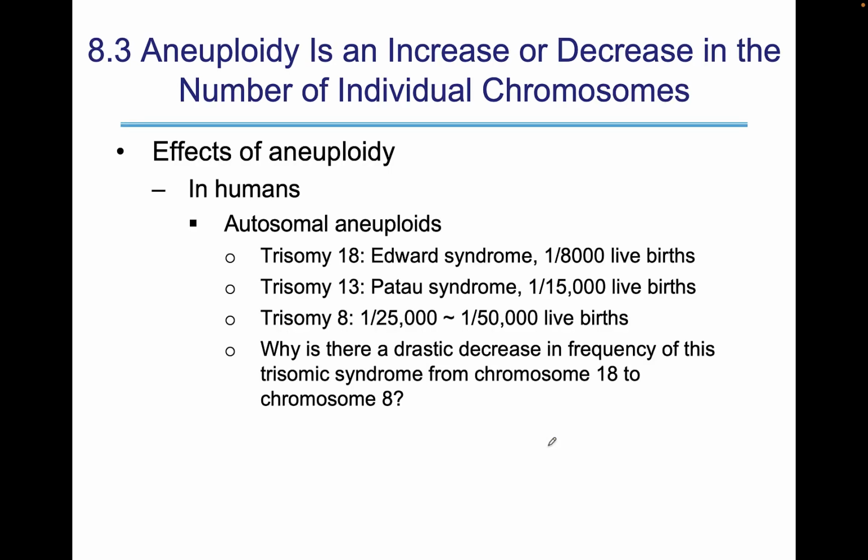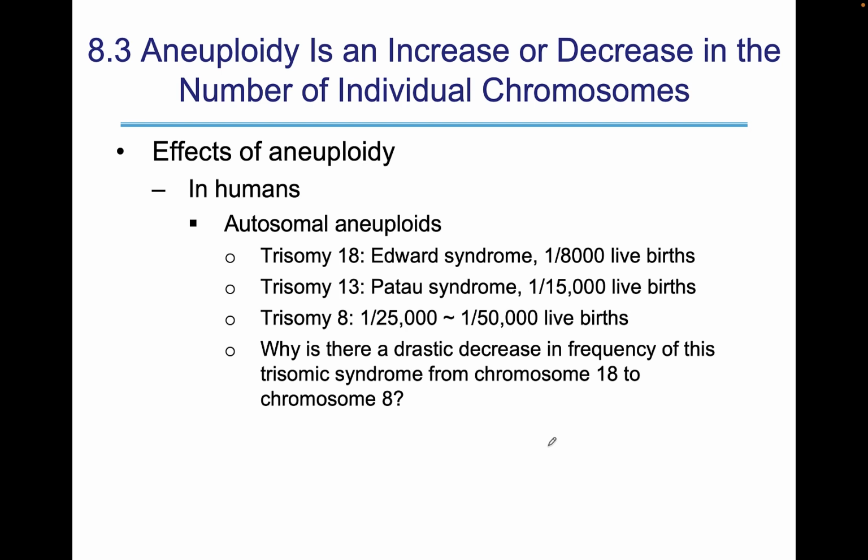So outside of trisomy 21, there are other autosomal aneuploids that are a result of aneuploidy and translocation in humans. You have trisomy 18, which is called Edwards syndrome, and it affects about 1 in 8,000 live births. You have trisomy 13, which is Patau syndrome, about 1 in 15,000 live births. You have trisomy 8, which is a little bit more rare than the others, at 1 in 25,000 to 1 in 50,000 live births.